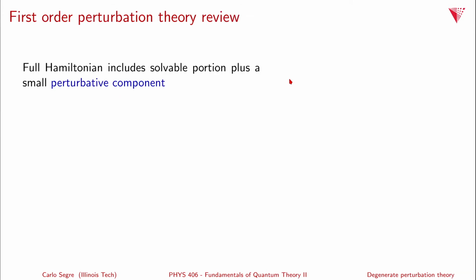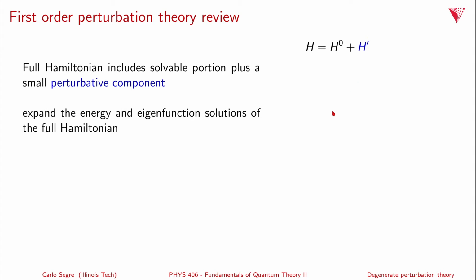So, remember, for a perturbation theory, a full Hamiltonian includes a solvable portion, that's something you can deal with analytically, plus a small perturbative component. And that is written generally as H equals H0 plus H prime, being the perturbative component.